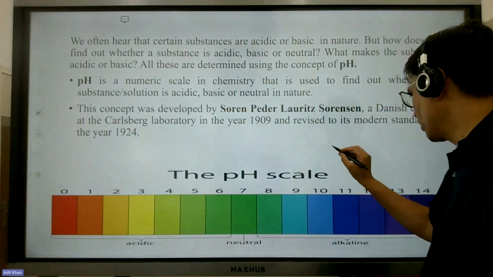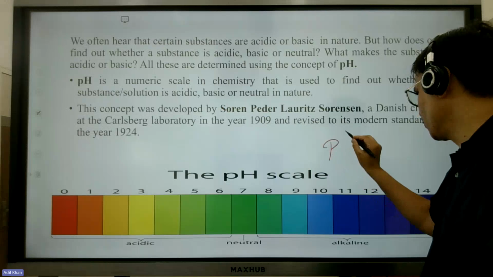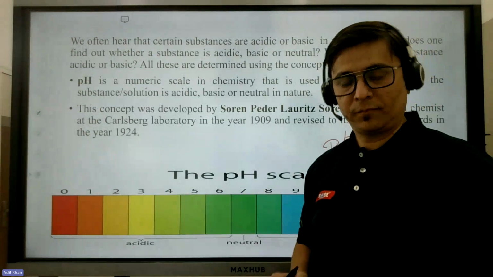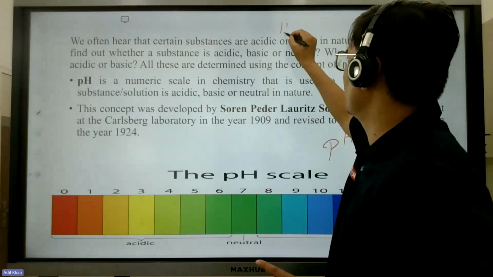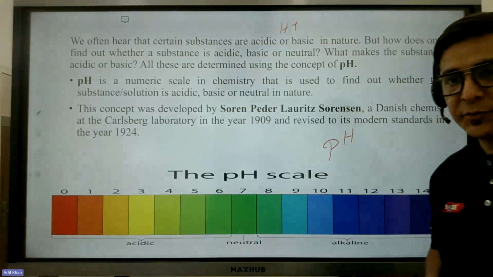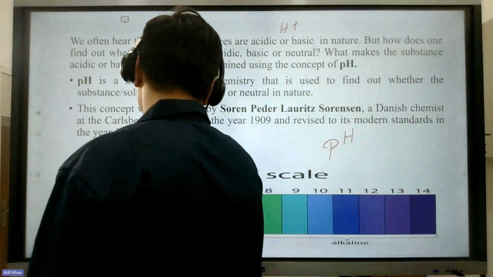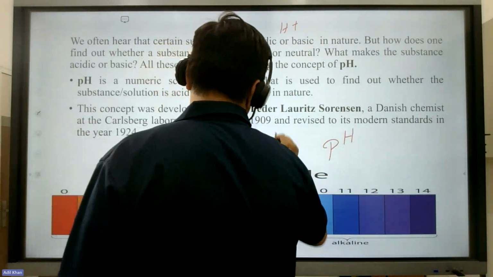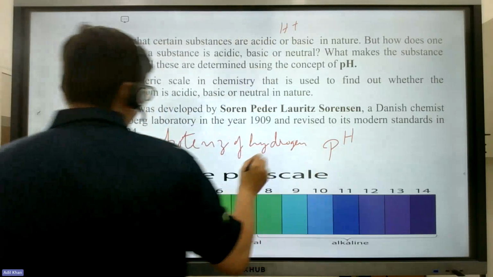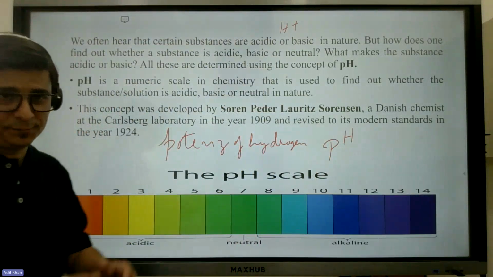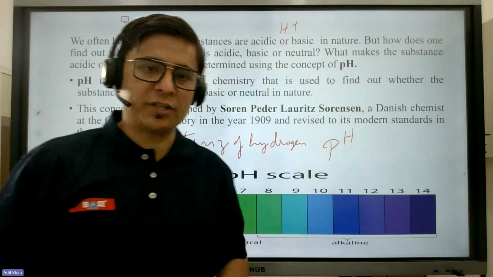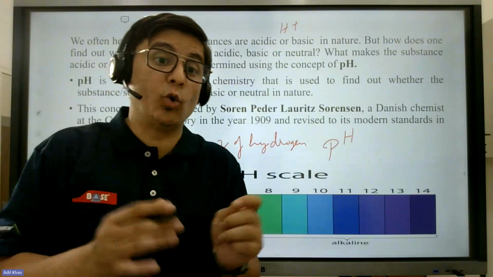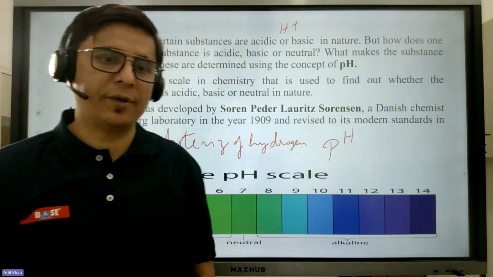Now, what does pH stand for? How to write pH? P you will write like this and H you will write as a superscript. pH stands for power of hydrogen. You are right, hydrogen means H plus ion. Another name for this is potenz of hydrogen, potenz itself meaning power. So power of hydrogen or potenz of hydrogen is the full form. The pH concept considers the presence of H plus ion. For bases, it is known as pOH. But our focus at this point of time is only on pH.